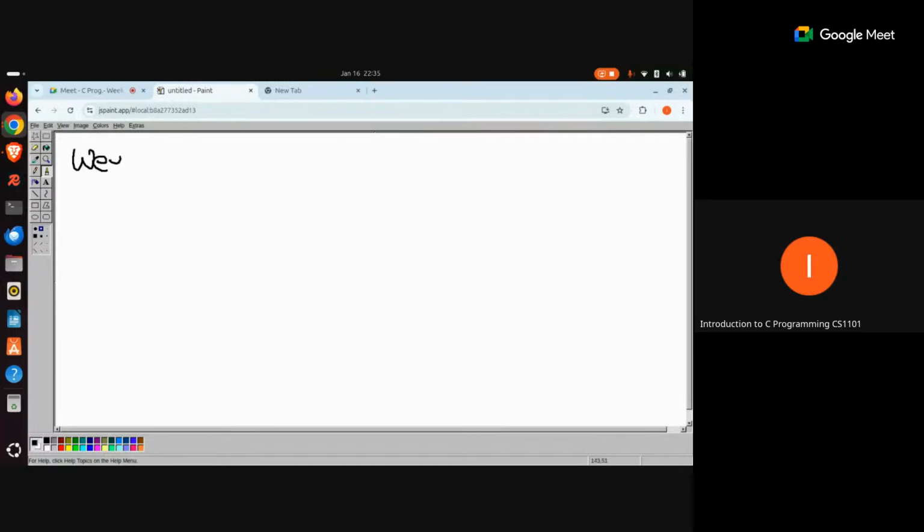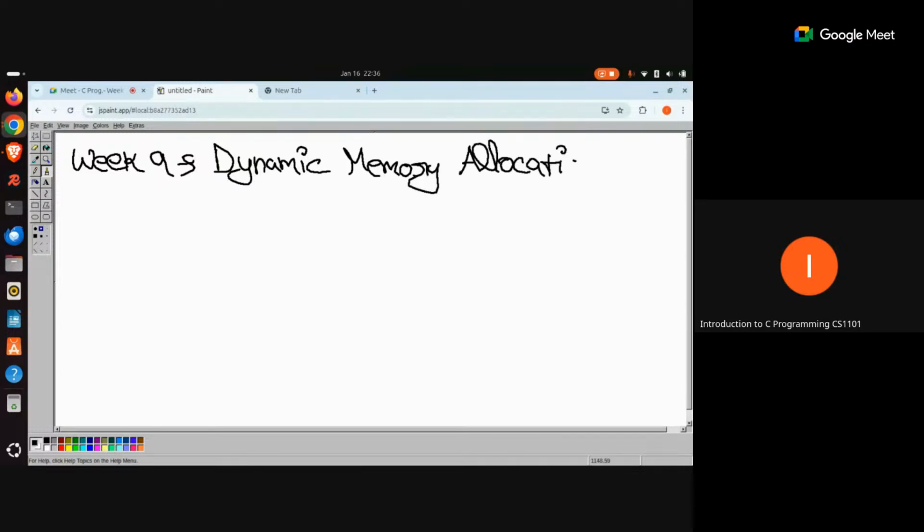Coming on to week 9, the next week, I think week 9 is going to be about dynamic memory allocation. Now, what is dynamic memory allocation? Try to understand it. So there are basically two types of memory allocation. One is static memory allocation, one is dynamic memory allocation.